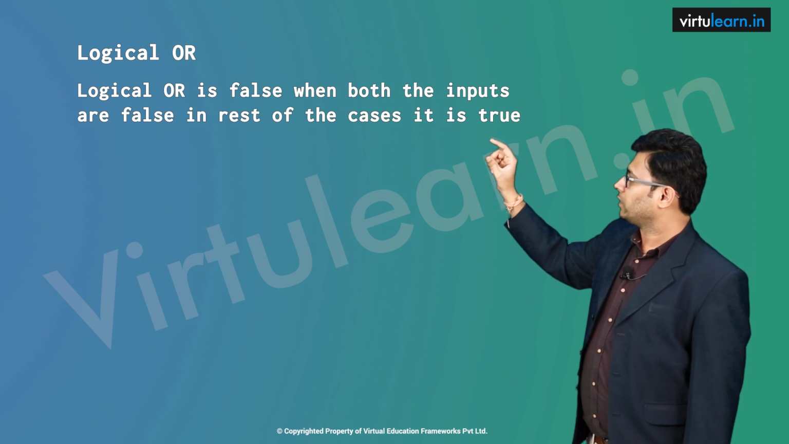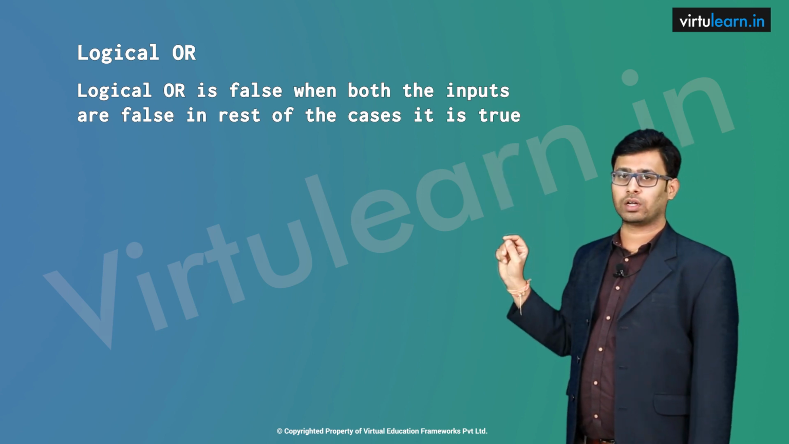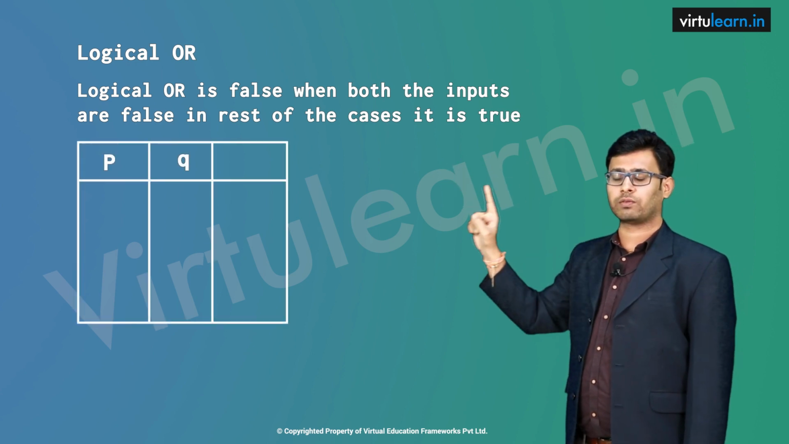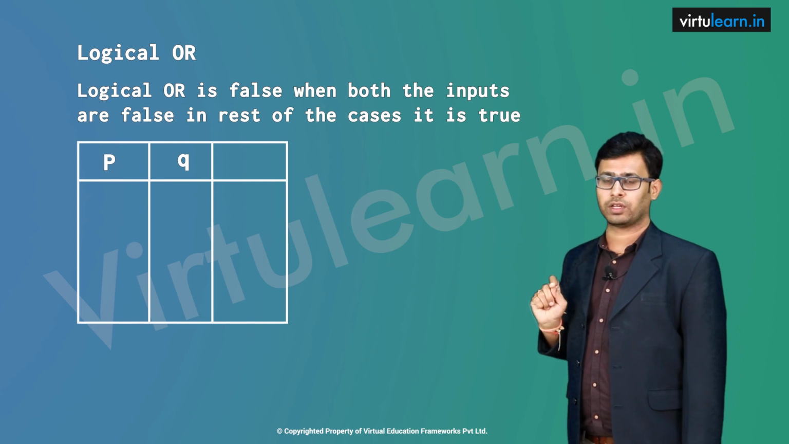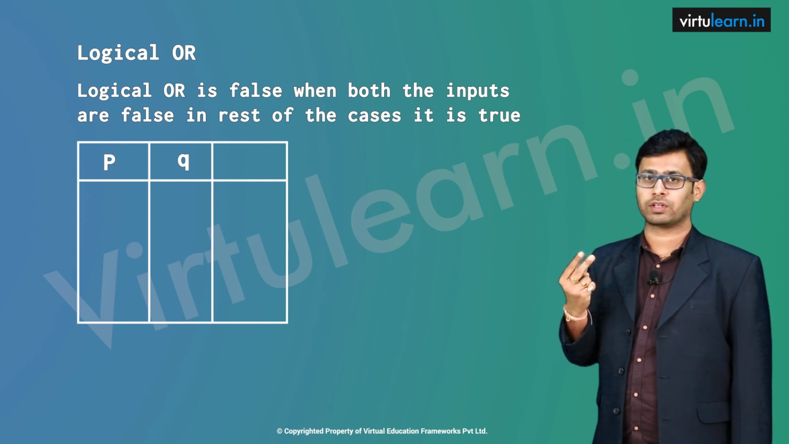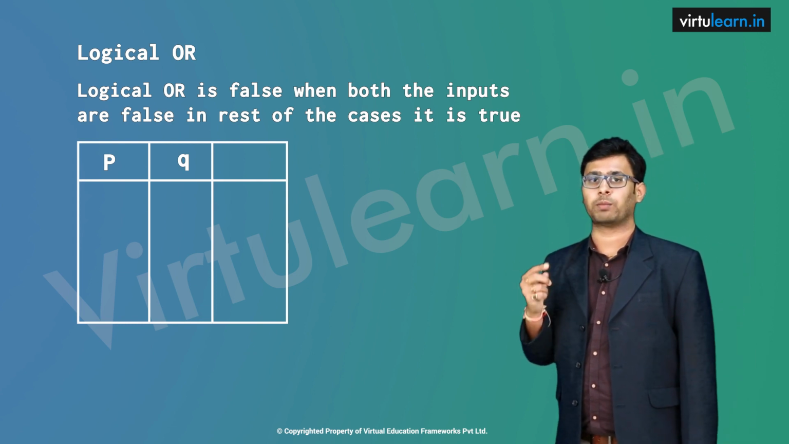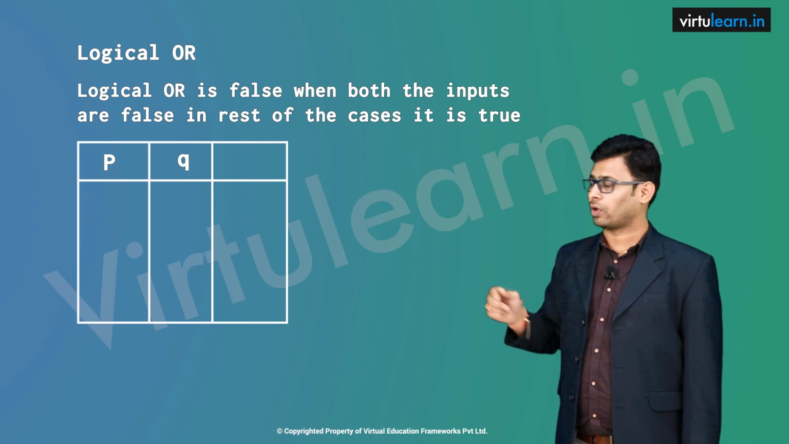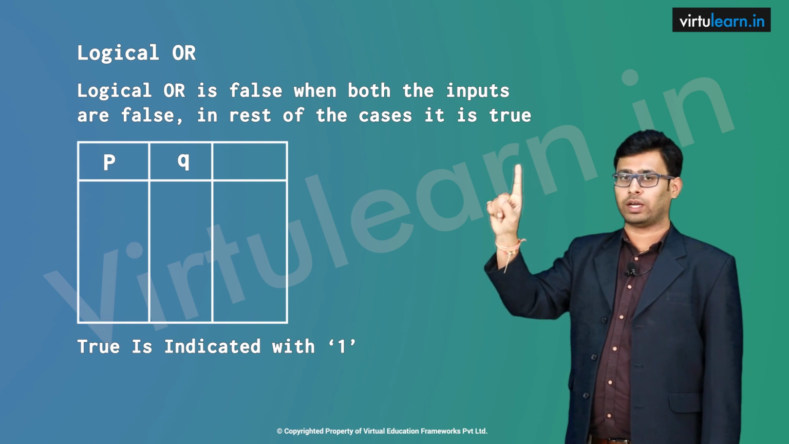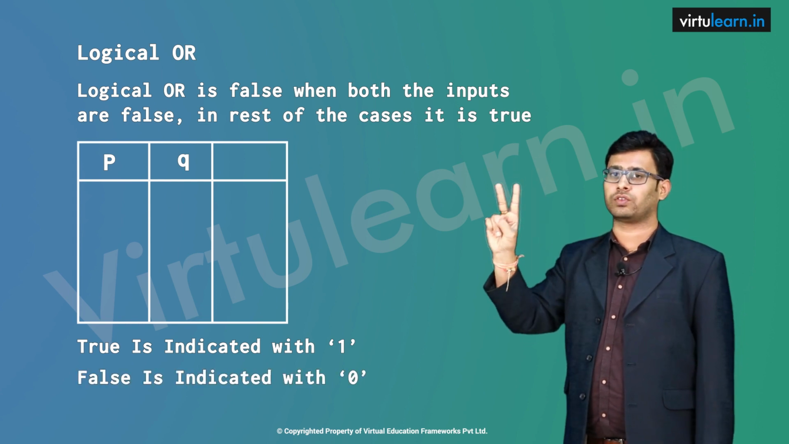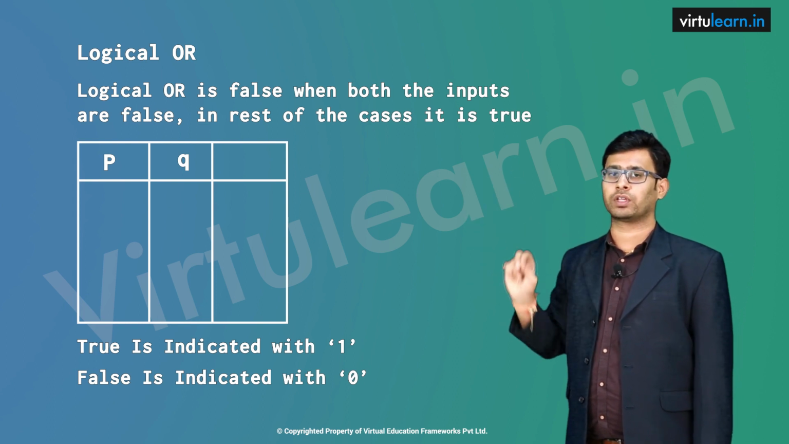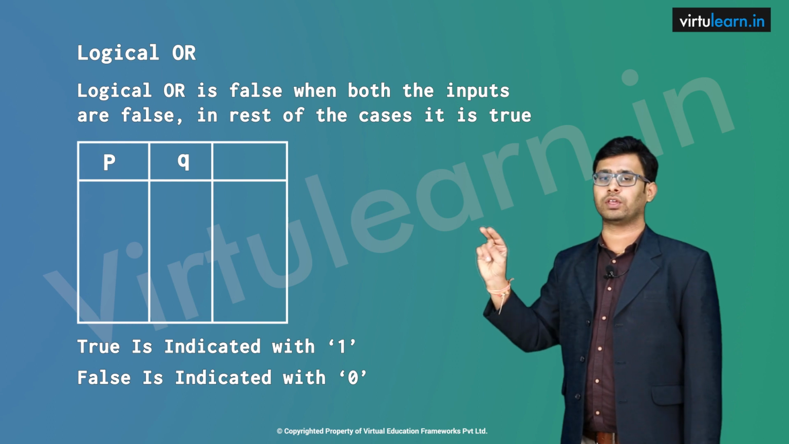Now we have two statements. Let us call them P and Q. P is one statement and Q is the other statement. We know that for every statement there are two values, either true or false, but not both. I will represent the notation: true is indicated with 1, false is indicated with 0.